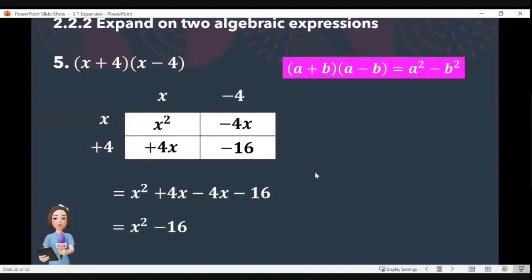This means that if you see this kind of pattern asking you to expand, you only square the first letter and the number, and the middle one must be negative. Why? Because plus 4 minus 4, different sign, subtract, 4 minus 4 is 0. So this one is no more, and it becomes x squared minus 16.